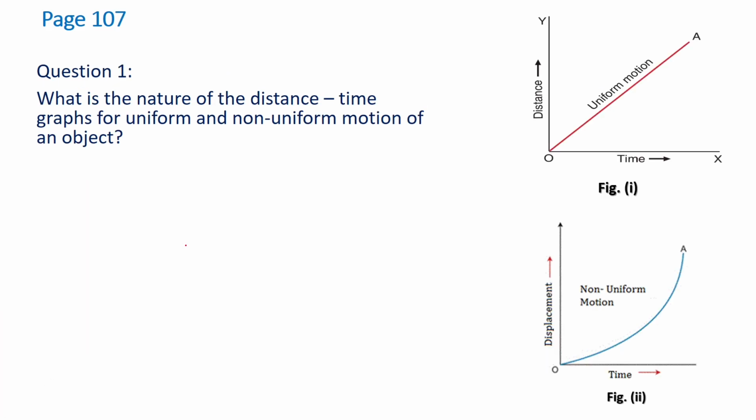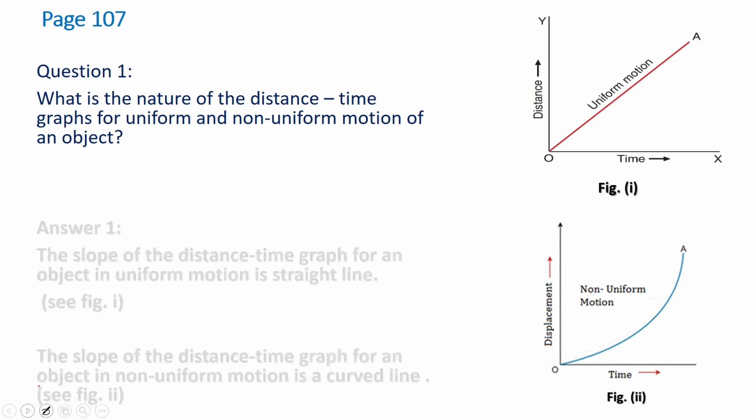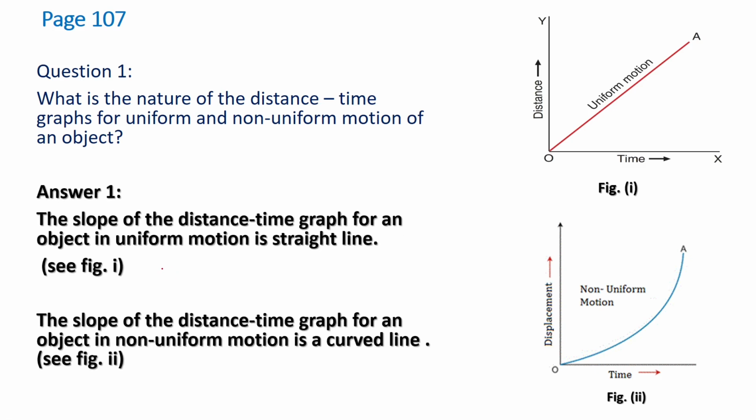The next question is: what is the nature of the distance time graph for uniform and non-uniform motion of an object? We can say the distance time graph for uniform motion is a straight line graph passing through the origin. In case of non-uniform motion, the path is a curve. So the distance time graph is a straight line for uniform motion, while in case of non-uniform motion this graph is curved.